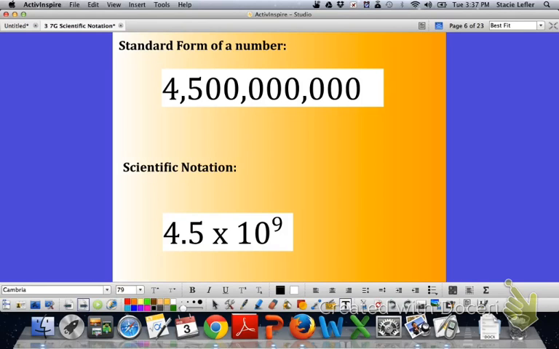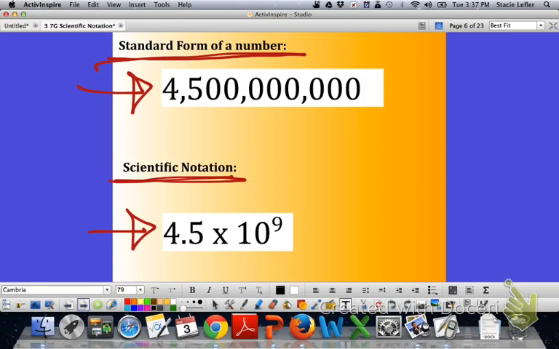So we can take the standard form of a number, which is the way we're used to seeing it, and we can write it with scientific notation, which we're going to get more into in a bit. So take a moment to write down a couple of examples for these.